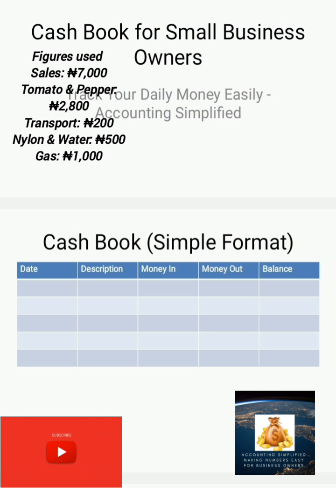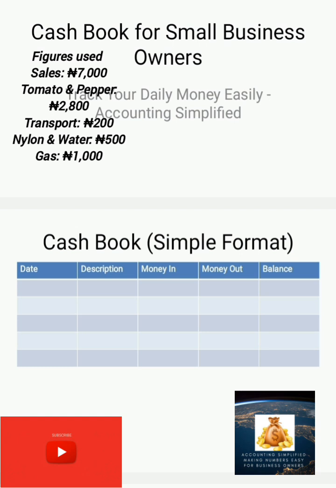You also bought gas for 1,000 naira. Then say at about 12 noon, some customers came into your shop and they bought plates of rice and they paid you 7,000 naira for those plates of rice. Then at about 1 o'clock, you went and bought pure water and nylon so you can give your customers water. You spent 500 naira in purchasing that pure water and nylon.